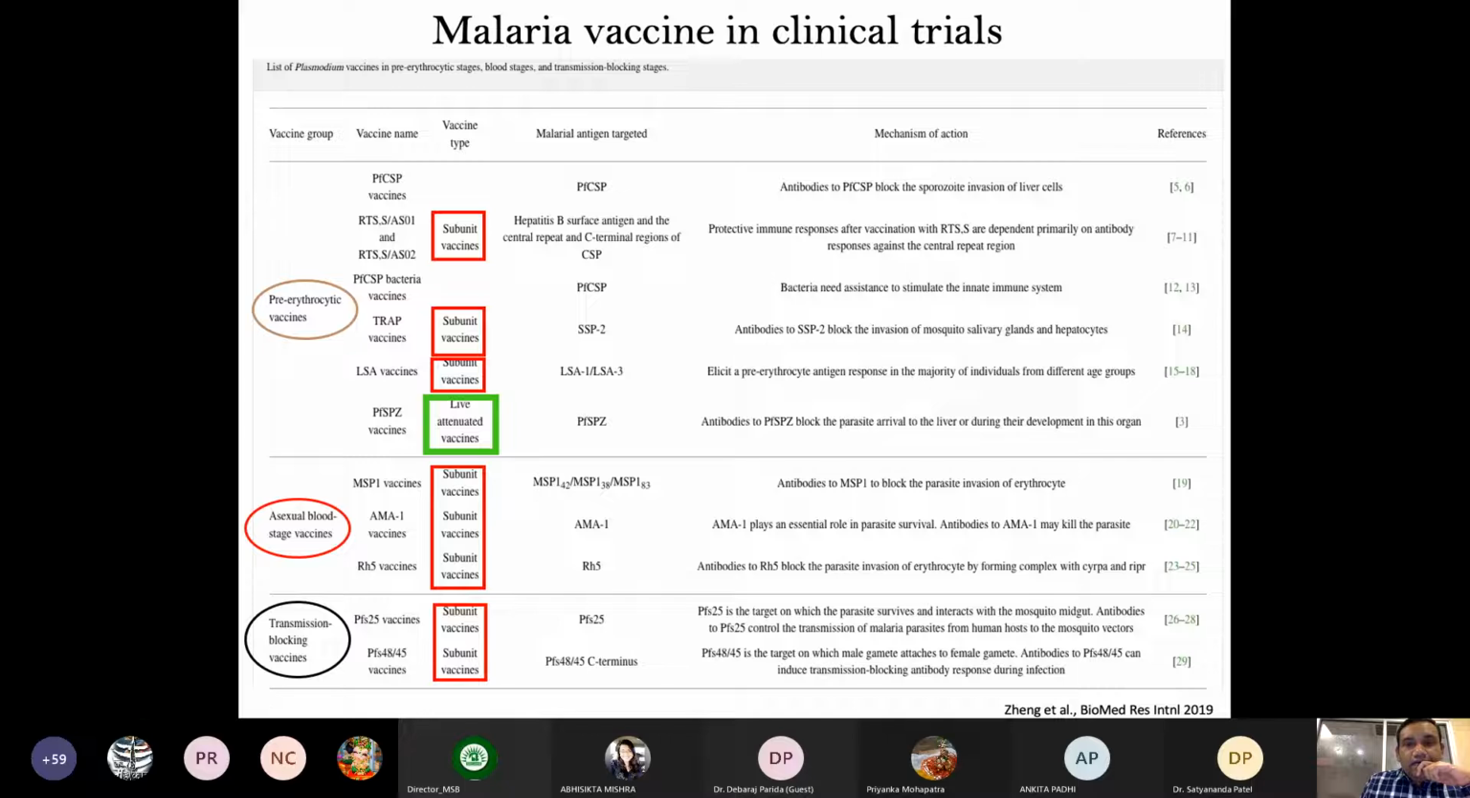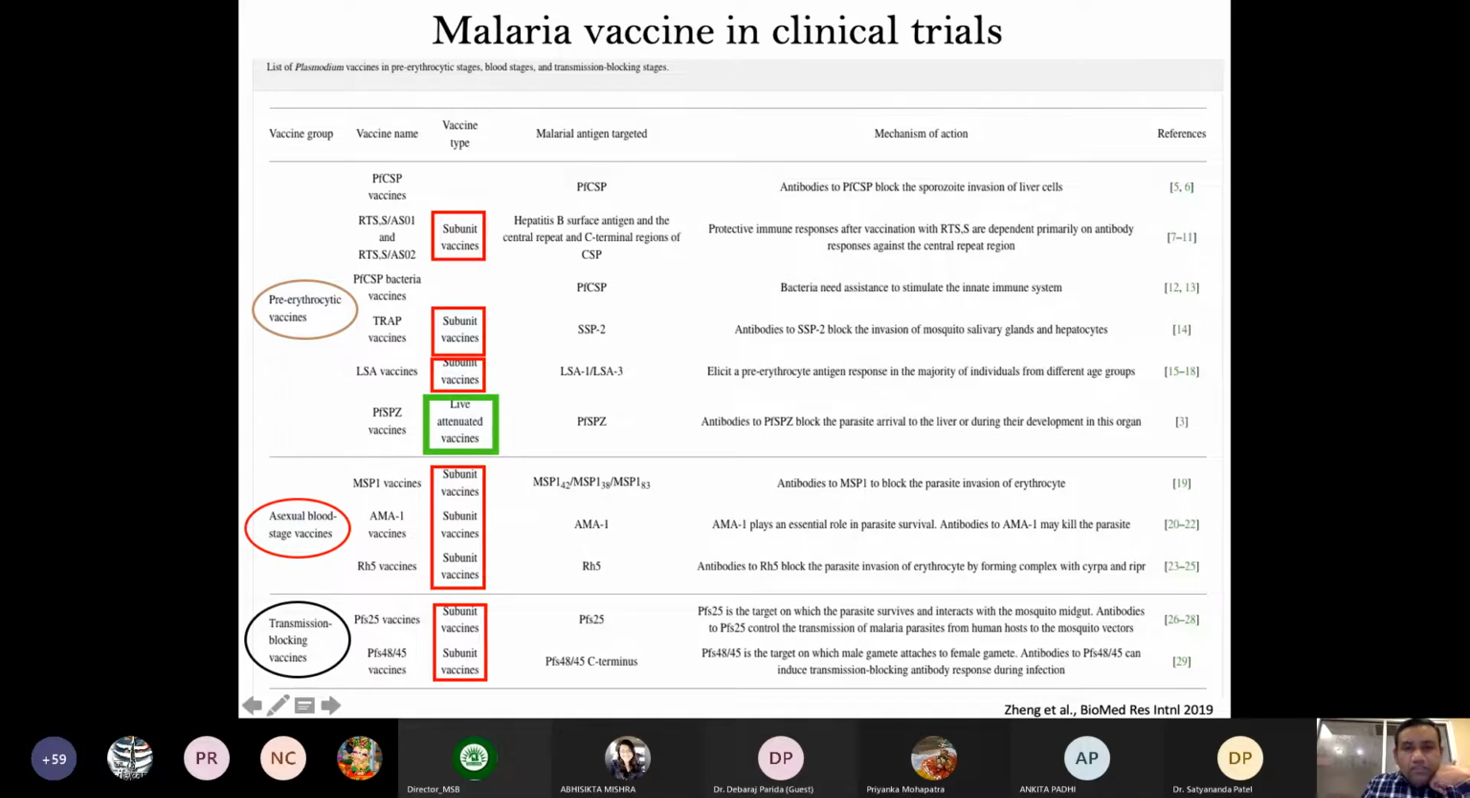And this is highlighting some of the vaccines. This is a lot of information. I don't want you to focus on all the information. Just focus on all these boxes. Most of them are subunit vaccines. You can see the red boxes, red squares. These are targeting different stages of the parasite, because the parasite has different stages. The pre-erythrocytic stage, basically the liver stage, is when the parasite is silently developing in the liver.